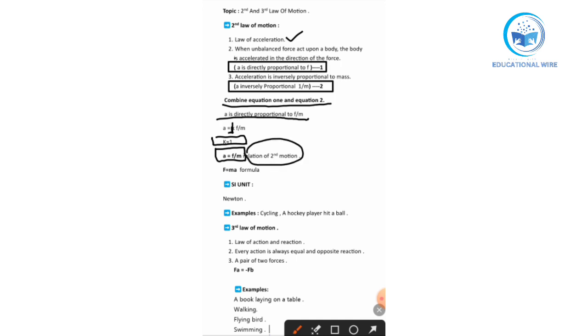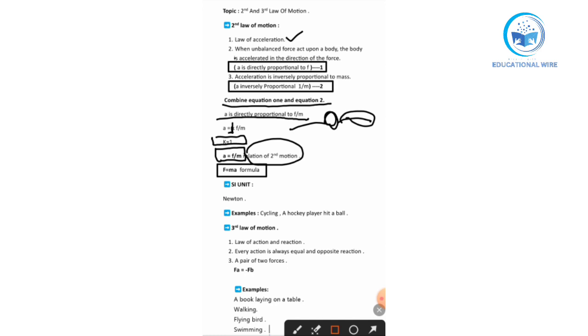What is this relation of the second law of motion? Acceleration is directly proportional to force, the body is accelerated because force is put on it, and inversely proportional to mass. After that, we have the formula F is equal to ma. Since m is dividing here, when it moves there it multiplies, so F is equal to ma. This is the formula to find the force.